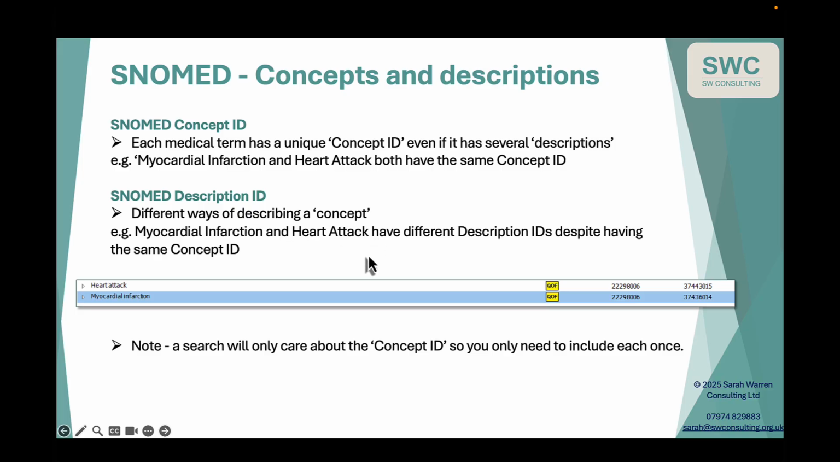But note, really importantly, a search will only care about the concept ID. So you only need to include each one of these once in a search in order to pull up anybody with either of those recorded on their record.